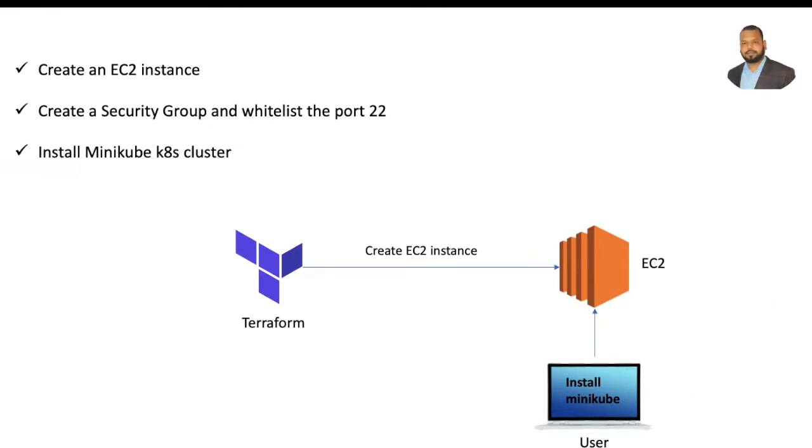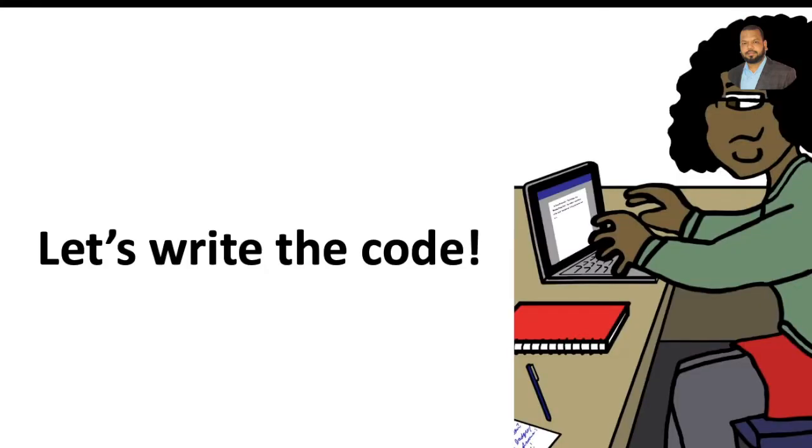First we'll create an EC2 instance. Then we'll create a security group and whitelist port 22. After that we'll install Minikube, that is the Kubernetes cluster using Minikube, and then we'll see how we can start it. Okay, so let's start. It is completely a lab exercise. I'll show you how we can write the code, execute it, and see this on the AWS console, on the AWS UI. Okay, so let's write the code.